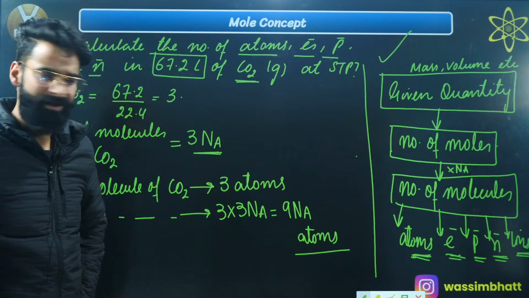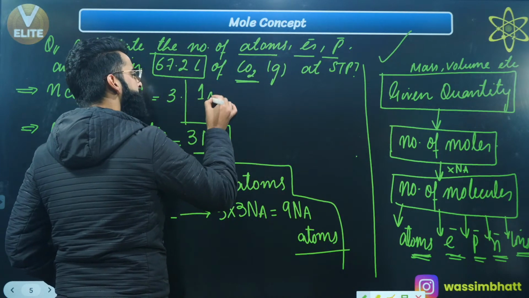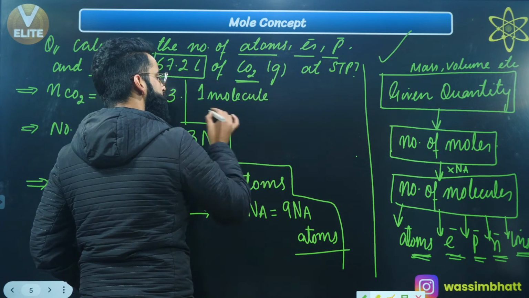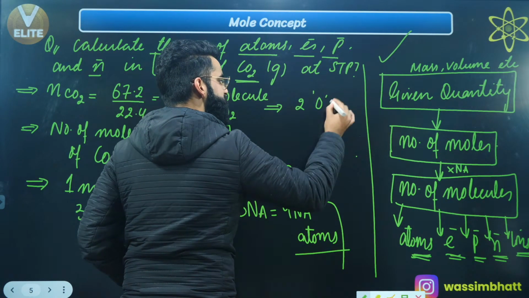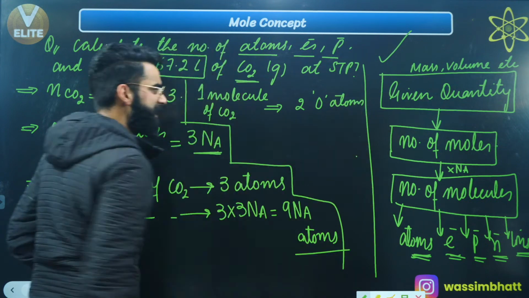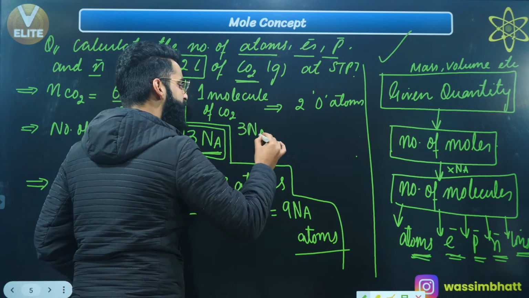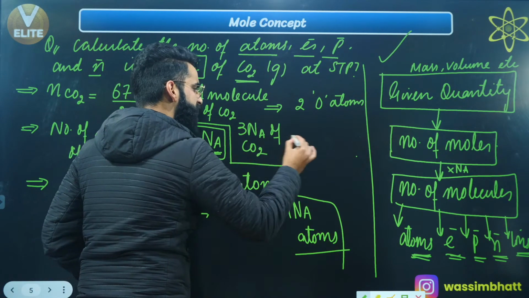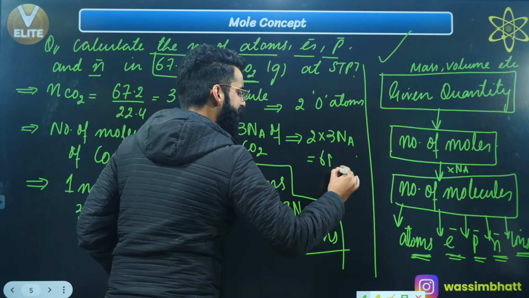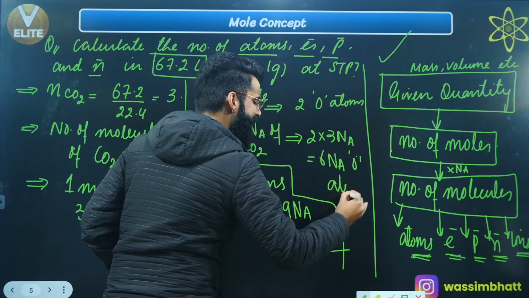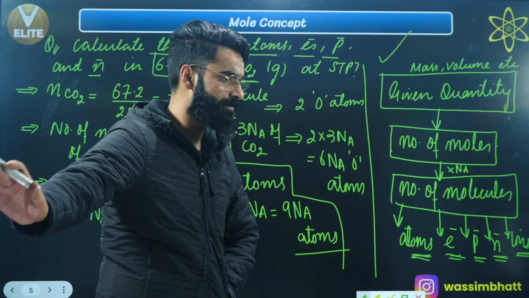As simple as that, right? I can write it in the form of a statement as well. 1 molecule of carbon dioxide contains how many oxygen atoms? It contains 2 oxygen atoms, right? So 3 Na molecules of carbon dioxide will contain 2 multiplied by 3 Na. The value comes out to be 6 Na oxygen atoms. So there are basically 6 Na oxygen atoms present in 67.2 liters of carbon dioxide. This part is also done, right?